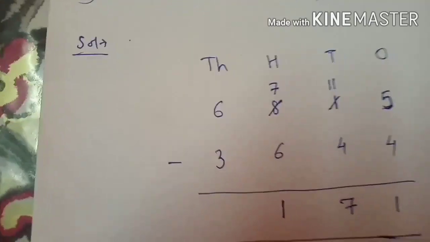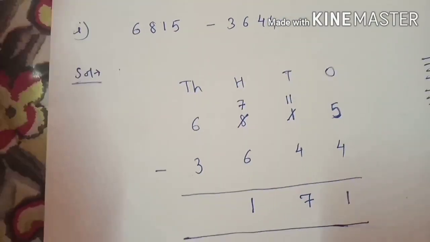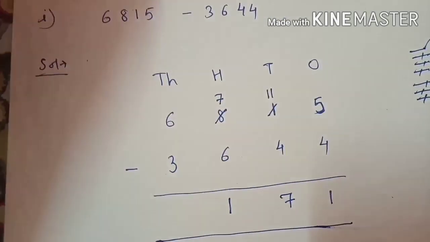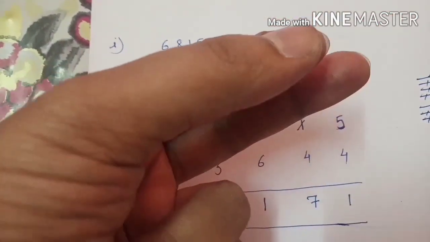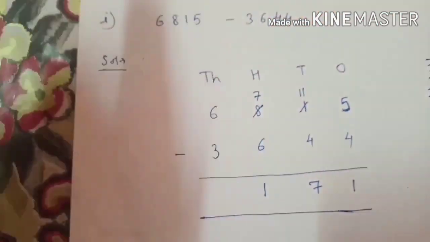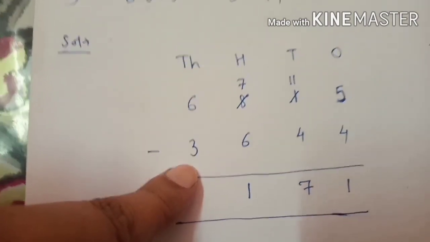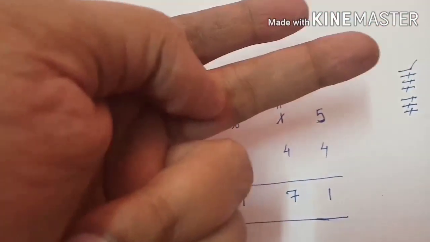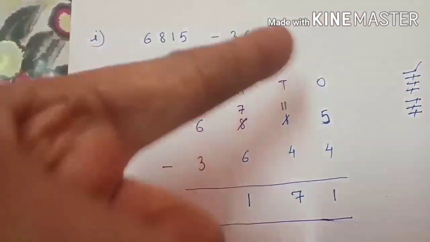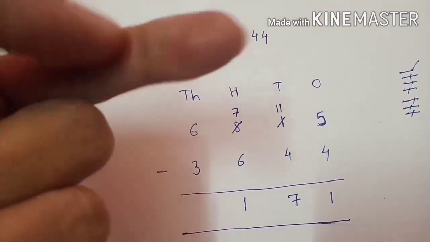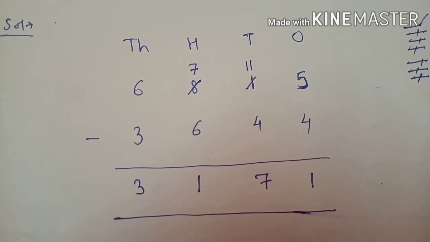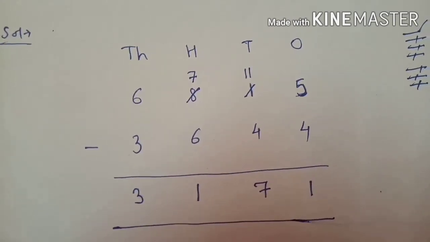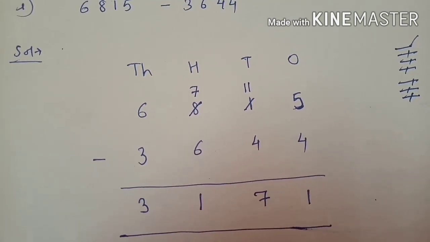Okay, and you can also use the finger method here. Suppose the minuend is 6, so we will count up to 6, 1 2 3 4 5 6. Now our subtrahend is 3, so we will count up to 3, 1 2 3. So how many blocks are remaining? 1 2 3. So we will write 3 here. So our final answer is 3171. So I think the concept of subtraction is clear to everyone.